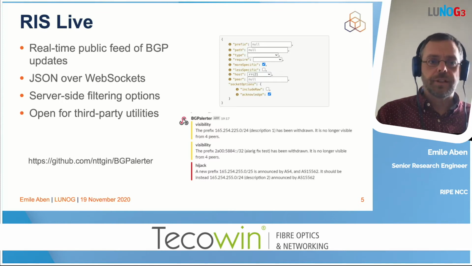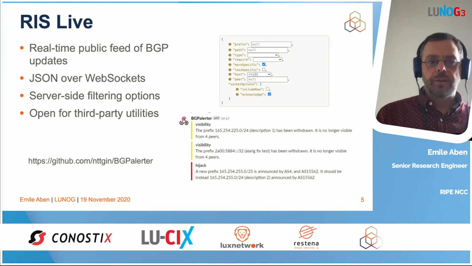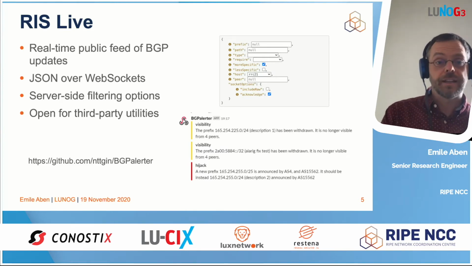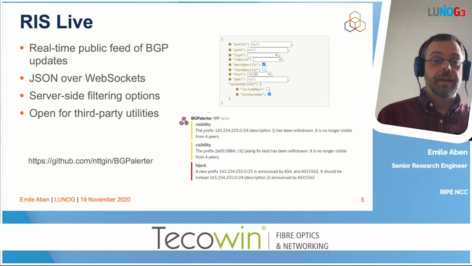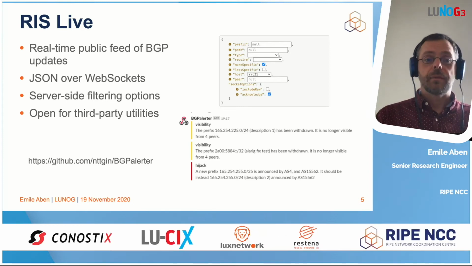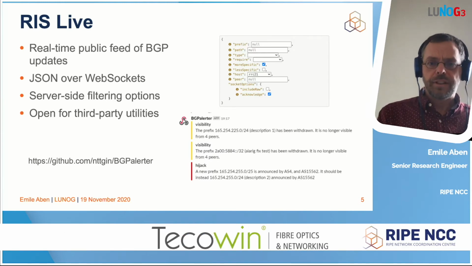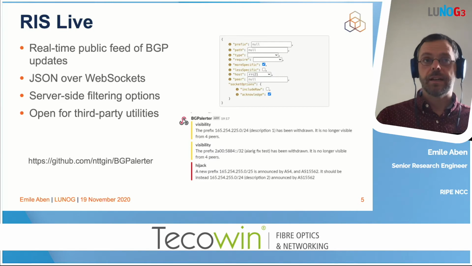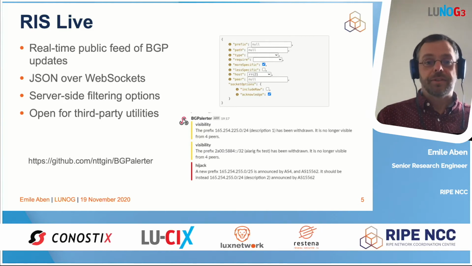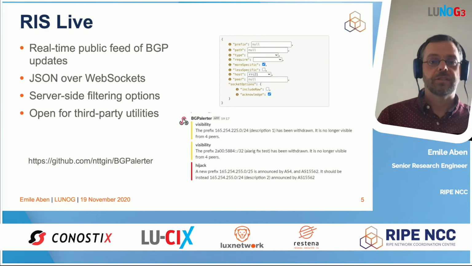It's JSON over WebSocket, so it's convenient for developers, and you can do a lot of filtering on this, because you can also get the full firehose of data, which is quite a lot of data streamed at you. This is open for third-party utilities, so anybody can develop their application on top of it. A very good example is something the people at NTT did, called BGP Alerter. If you fill out a config file and run this piece of software for your network, you will be alerted in near real time when something strange happens on the internet related to the things you're monitoring. So if somebody announces a more specific prefix of your prefix sets, things like that.